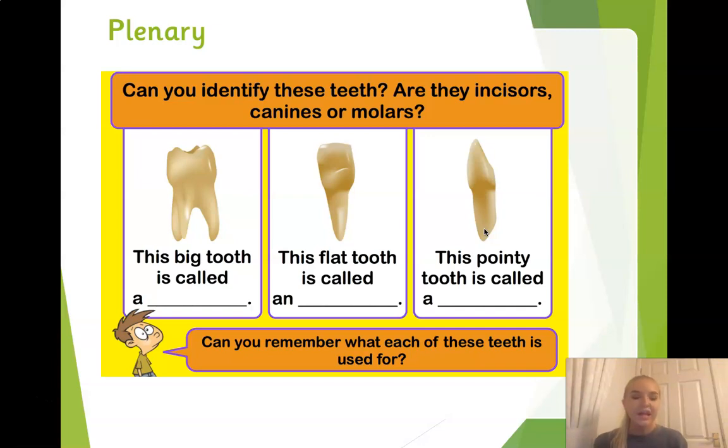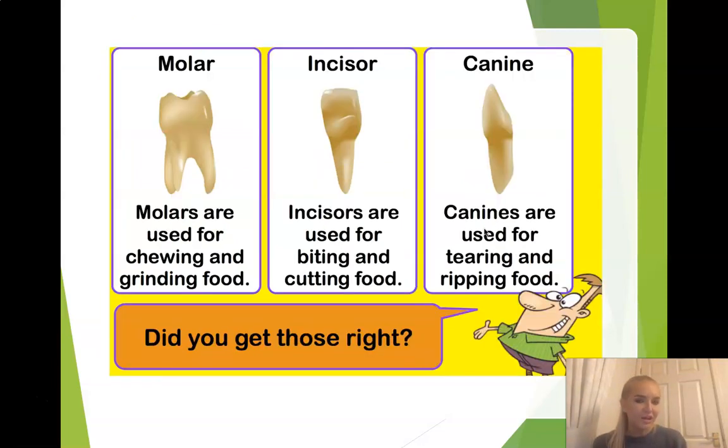Well done. Now I wonder if you could remember what each of the teeth are used for. So the molars are used for chewing and grinding food. The incisors, biting and cutting food like with the apple. And the canines are used for tearing and ripping food apart, because some people believe canine is another word for a dog. And dogs and wolves both have teeth like a canine, very sharp, really tearing and ripping that food. Well done if you got those right.